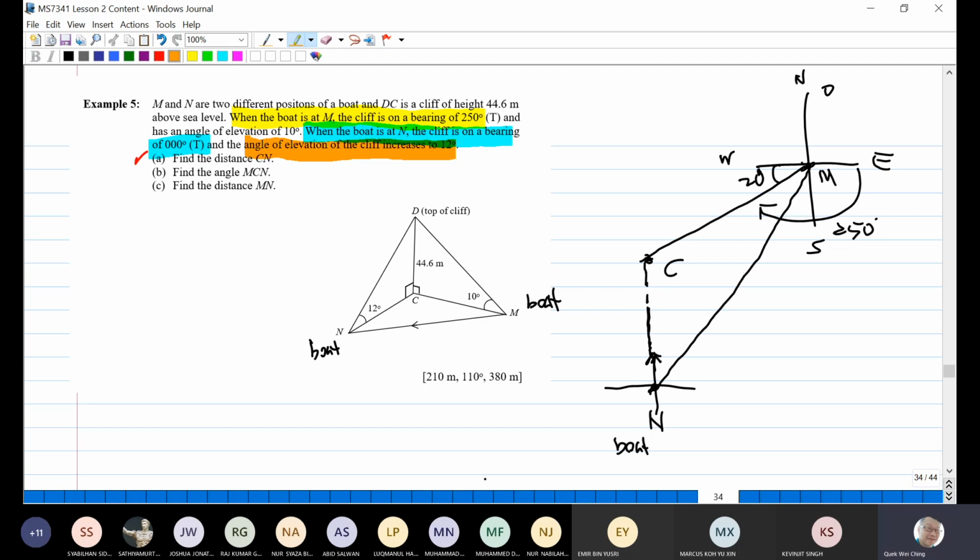Okay, the angle of elevation from N is 12 degrees. You can see from the diagram, this is a right-angled triangle. This is the cliff, and the height of the cliff is 44.6 here. This is 12 degrees. Okay, look at this triangle now.